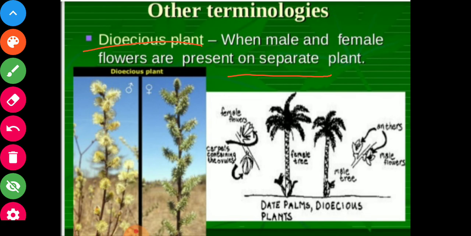also in papaya, where male and female plants are different. So they are called dioecious plants. See here, female and male plants. Trees are there. They are having different sex organs, male and female, and the plant is called a dioecious plant.